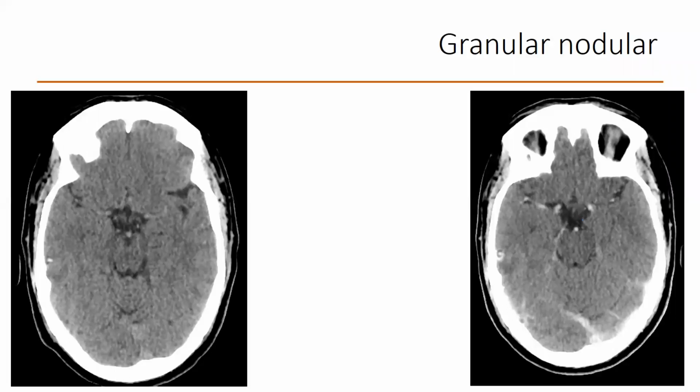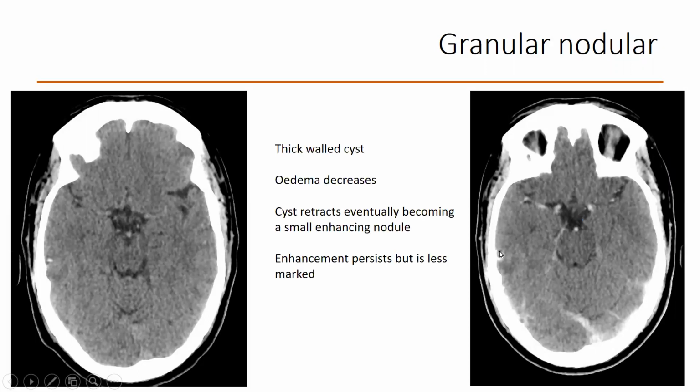This is the granular nodular stage. Here, you have to carefully look to see this granular nodular stage lesion. But when you give the contrast, it is more easily identifiable. So there is a thick-walled cyst. The size of the cystic lesion usually decreases. Edema may be present, but it is less than the colloidal vesicular stage. The cyst retracts, eventually becoming a small enhancing nodule.